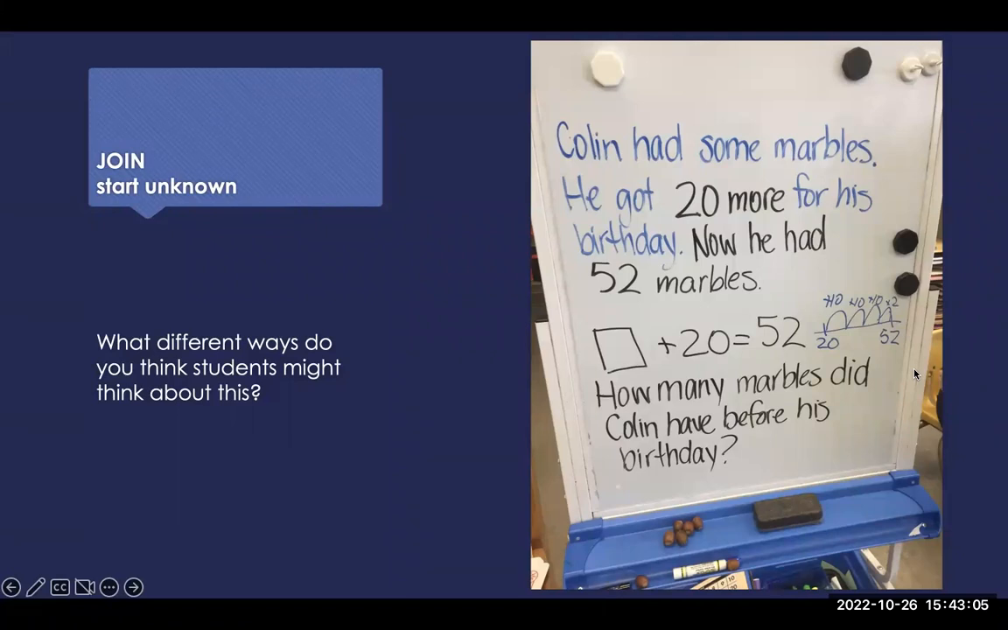And then sometimes that's where we stop and we ask, what is the math question we need to figure out? That sometimes is hard for children too, but it helps them think about the structure of the mathematics. So, how many marbles did Colin have before his birthday? Then we can write that as an equation to support students and have them share their different strategies for solving that problem.